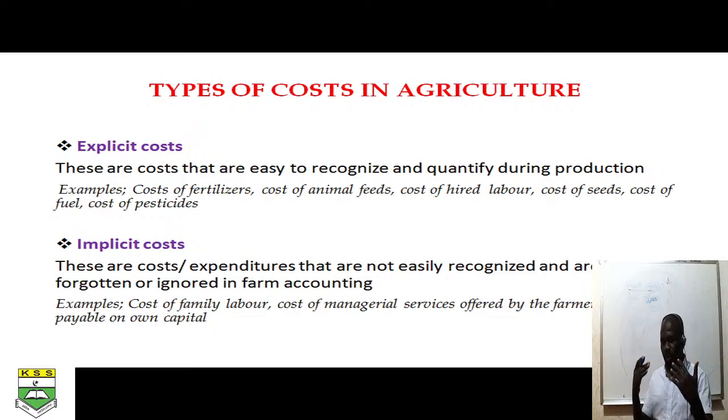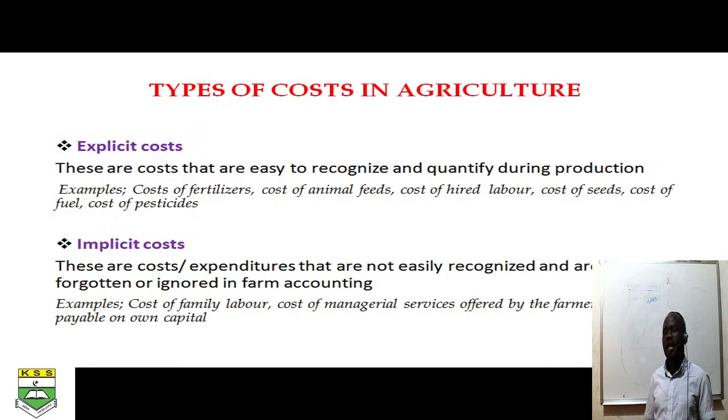When you go with your parent to the shop in the morning, you can help work from morning to evening. When you are going back home, you are told, yes, let's close up and go home. When you're going home, you are not paid. But remember, you have been working. If you were not there, maybe your parent would have hired someone to work in your place. And if you had hired that person, there's no way they would work for free. So the best example of an implicit cost is the cost of family labor.